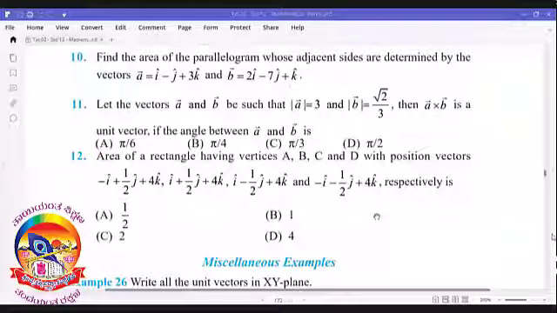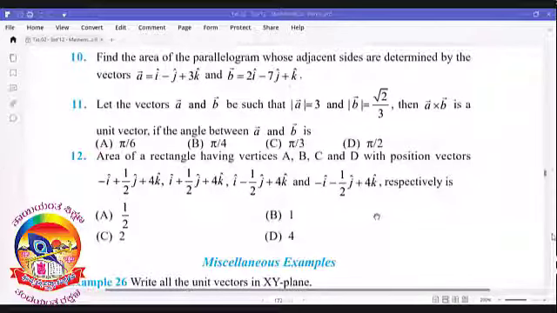Area of a parallelogram is given by mod A cross B, which is equal to the magnitude of this vector. I am going to repeat this problem. Observe this one. A bar, B bar are the two sides given to you. You should find A cross B using this determinant, and after that find the magnitude of that, which is equal to the area of the parallelogram having two adjacent sides. Copy this one.